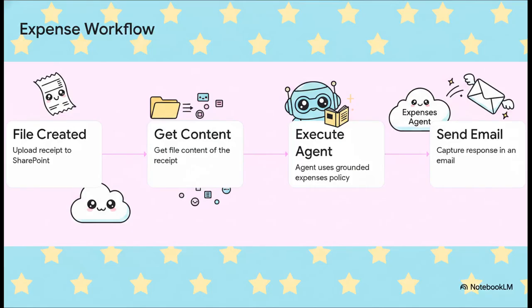So here's how that looks as a workflow. 4 simple steps. 1, our trigger. A new receipt file drops into a SharePoint folder. 2, the workflow grabs the file content. 3, it hands it to our expenses agent and waits for it to analyze everything against our rules. And 4, it takes the agent's final decision and emails it right back to us. Super clean and completely hands-off.